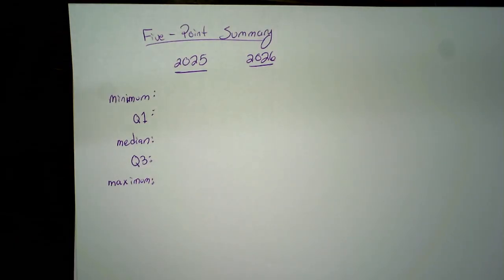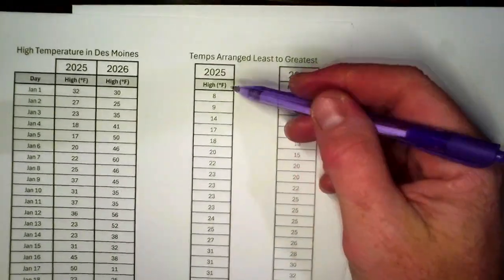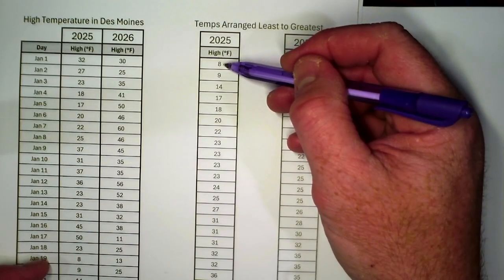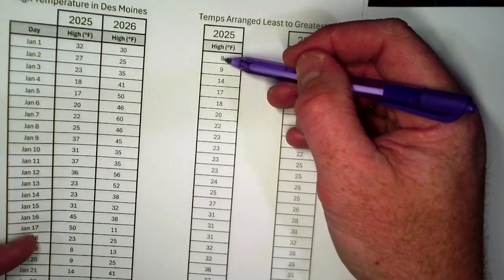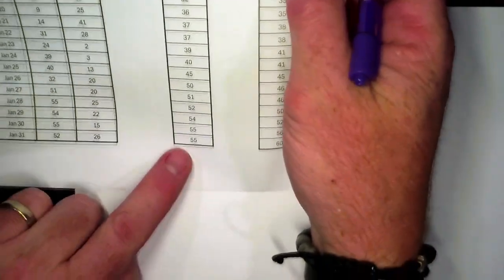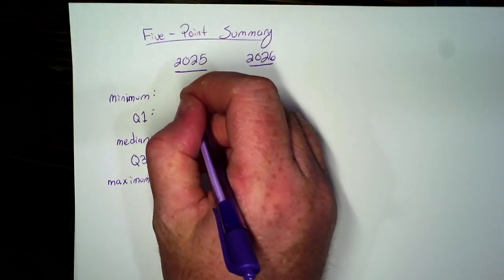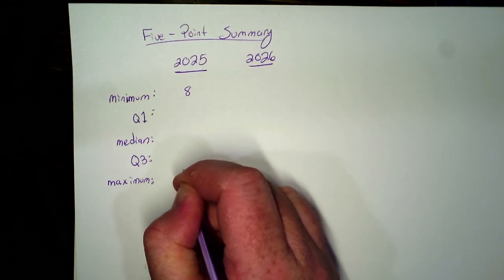All right, let's start with the easiest part first, minimum and maximum, because we can look at our data ranging from lowest to highest and see that in 2025, our minimum high temperature was 8, and the maximum was 55. So I will put those in there.